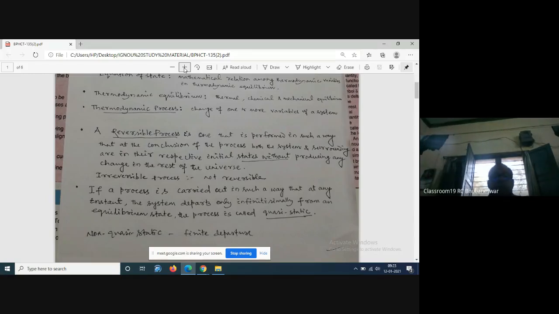If a process is not reversible, if this is not satisfied, then we call it an irreversible process. Practically, what we observe in nature, many processes are irreversible. There are very few examples of reversible processes. When a process takes place slowly, if there is any loss of heat, then the process cannot be reversible.